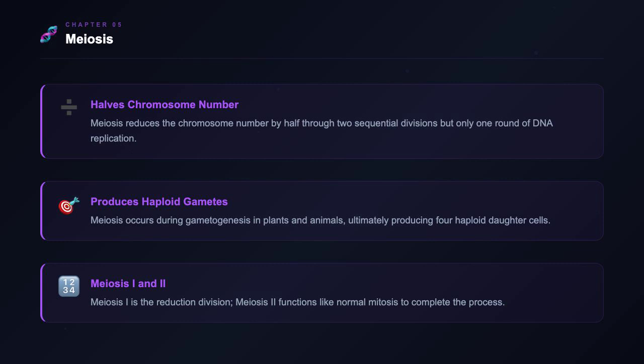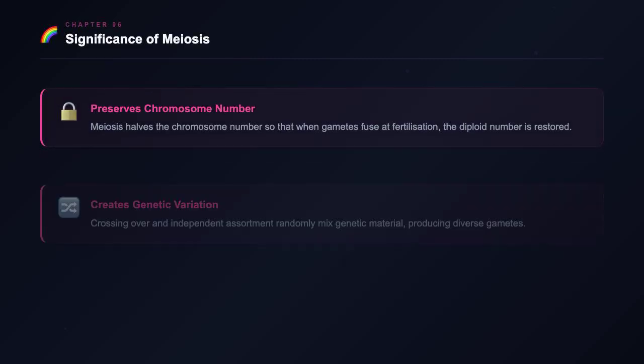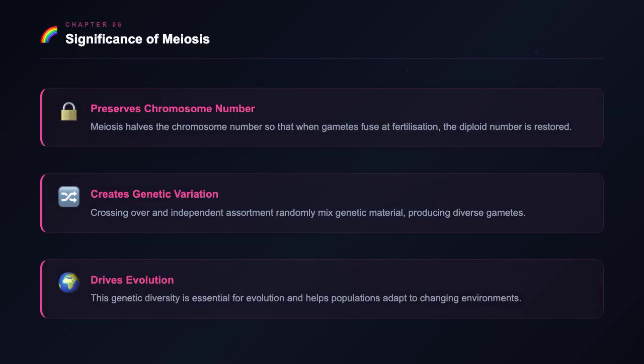The process has two main parts: meiosis I and meiosis II. Meiosis I is the reduction division, and meiosis II functions like normal mitosis, ultimately producing 4 haploid daughter cells. Meiosis has two key roles in organisms that reproduce sexually. It maintains the chromosome number for each species across generations. Meiosis reduces the chromosome number by half, producing gametes with a haploid set of chromosomes. When gametes fuse during fertilization, the diploid number is restored in the offspring.